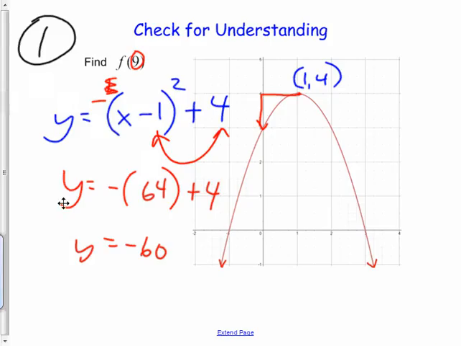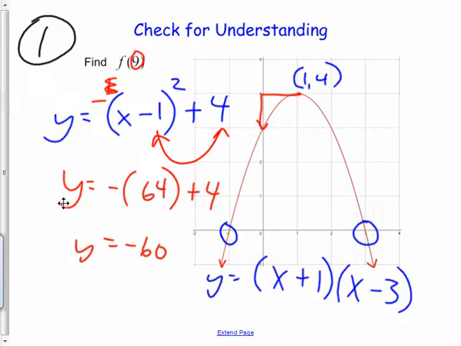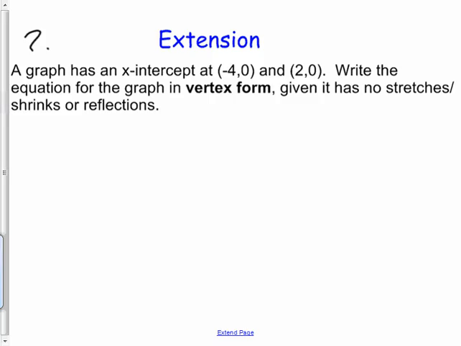Now, did anybody write the equation this way? See this negative 1? See this 3? I go y equals, sorry, y equals x plus 1 and x minus 3. Did any of you do it that way? That's a good way to do it too. But you also have to remember that it's upside down and therefore what? A negative. So easy to forget that. Okay, let's move on to this next one.